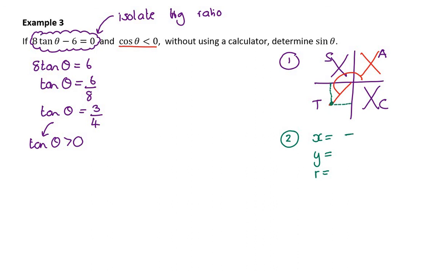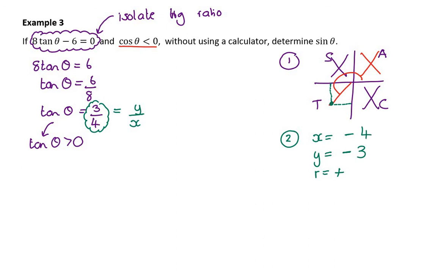The y value is in the negative region of the y-axis, and r is always positive. Now step number 3 was to fill in those values. Look at what they've given me. They've given me 3 over 4, and the definition of tan is y over x. So y must be 3 and x must be 4.